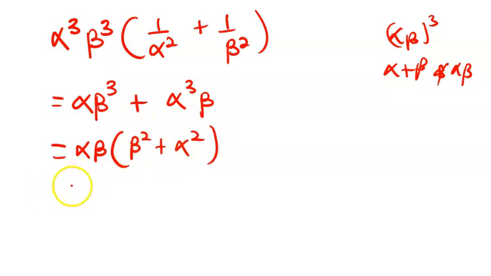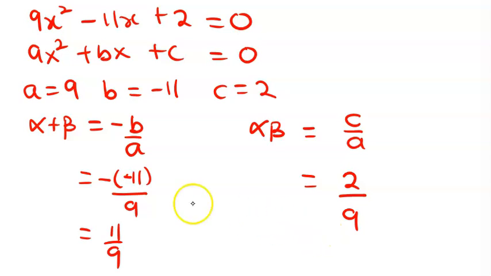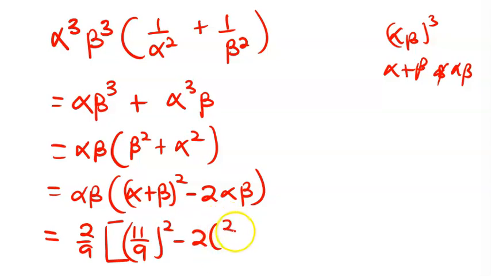Now per symmetric function, beta squared plus alpha squared is the same as alpha plus beta all squared minus 2 alpha beta. So we are just going to substitute the values and evaluate. We know that alpha beta from the equation is 2 on 9 and alpha plus beta is 11 on 9. So this is 2 over 9, right? And then alpha plus beta is 11 over 9 squared, minus 2 times 2 over 9.